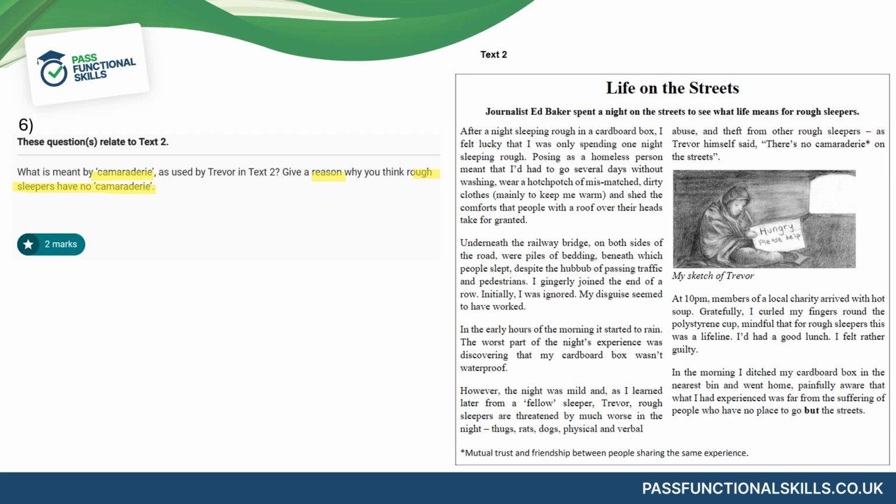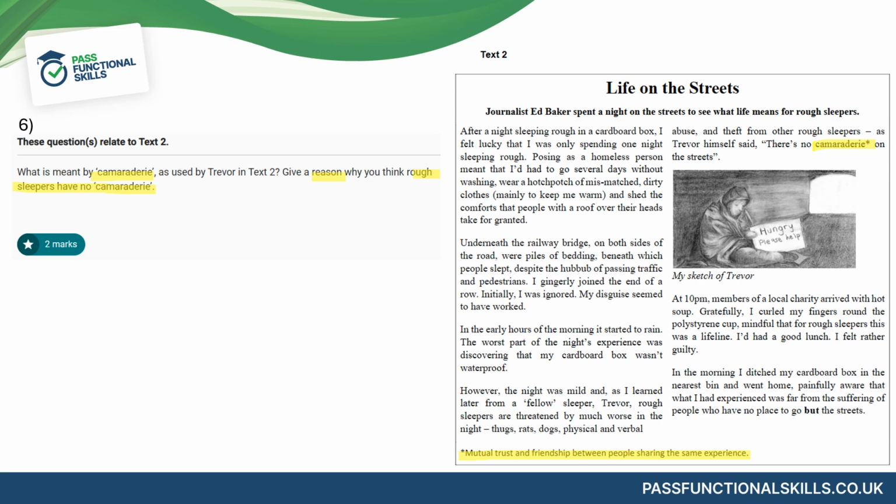So remember, with definition questions, the first thing we should do is look for a glossary, which we don't have here. The second thing we should do is look for the word in the text and see if we've got a footnote. And we can see that we do have the word camaraderie here, and we've got a little star next to it, or an asterisk. And that usually indicates we've got a footnote. So if we have a look down here, we can see the star again, and that says mutual trust and friendship between people sharing the same experience. So that would be the answer to the first part of this question, what is meant by the word camaraderie.